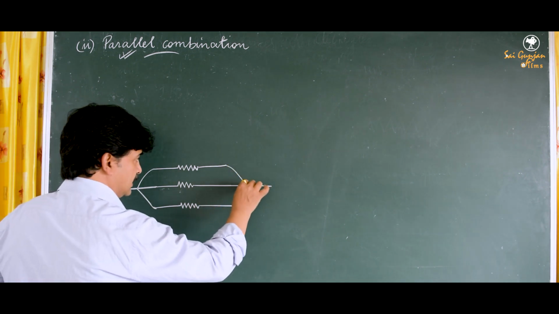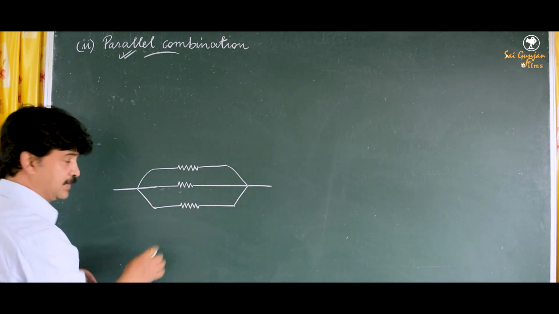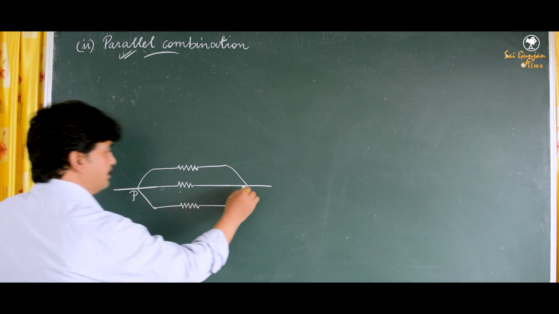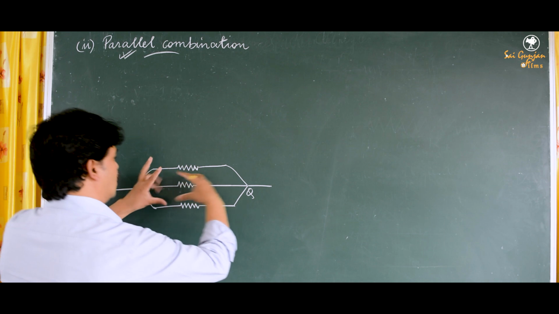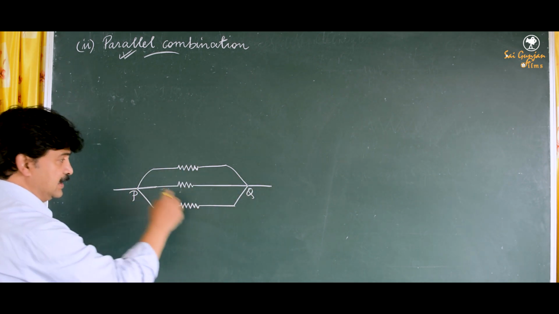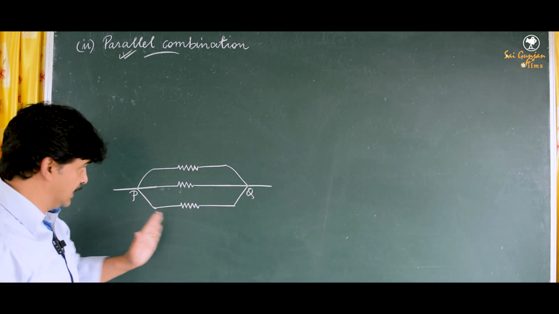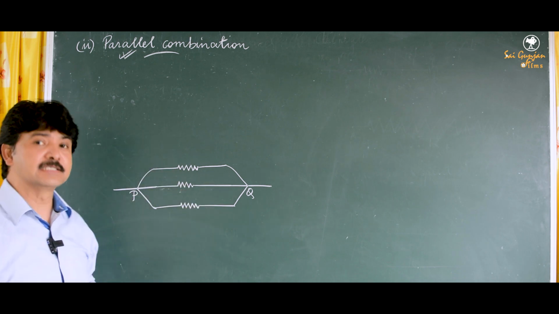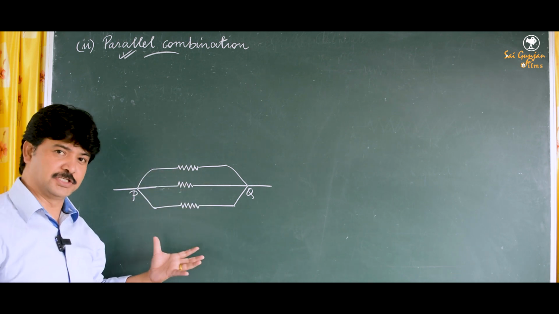Similarly, this. So you can see this P and Q are the two common junctions of the three resistors, isn't it? That's why this kind of combination is known as parallel combination.